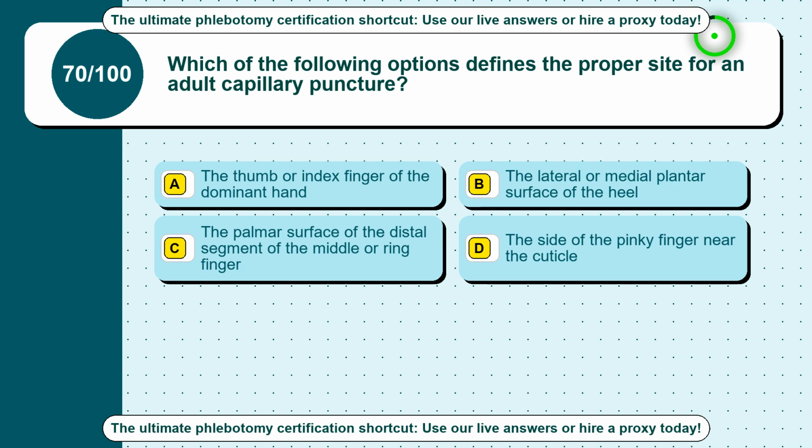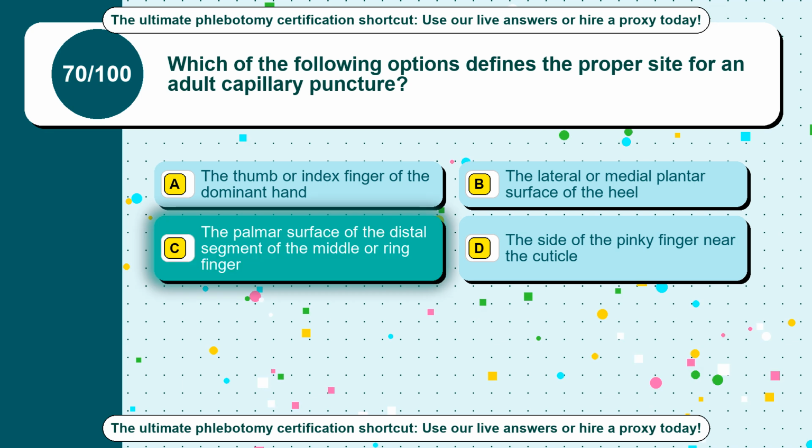Question 70. Which of the following options defines the proper site for an adult capillary puncture? Option A, the thumb or index finger of the dominant hand. Option B, the lateral or medial plantar surface of the heel. Option C, the palmar surface of the distal segment of the middle or ring finger. Option D, the side of the pinky finger near the cuticle.